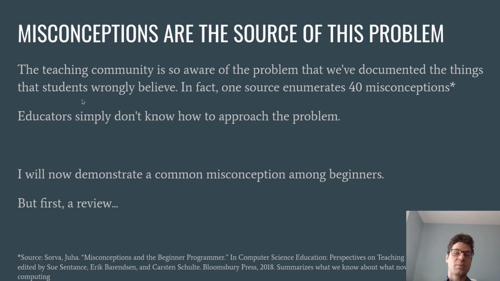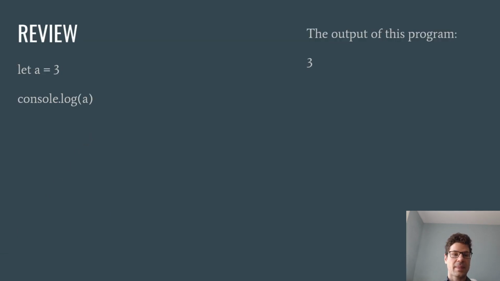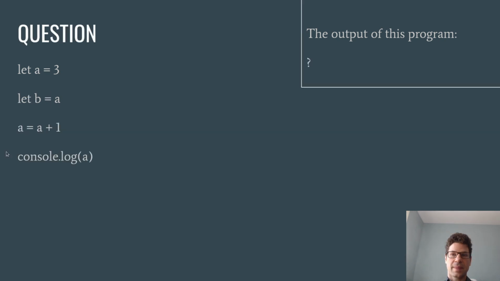But first, a little bit of a review. I have a computer program on the left-hand side of the screen, and this computer program prints 3 to the screen. Programmers say that the output of this program is 3. There's a variable declaration followed by console log. The console log is what displays the number 3 onto the console. My question to you is, what is the output of this program?